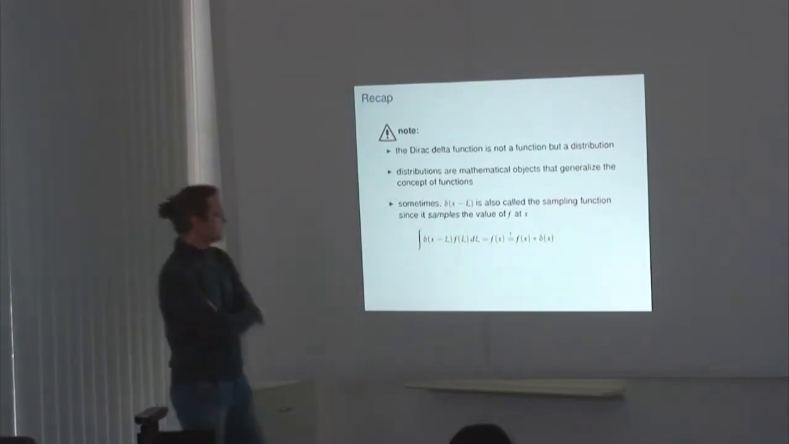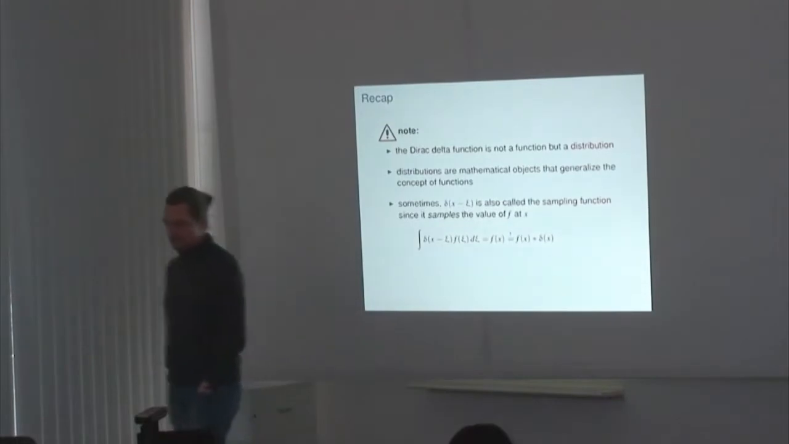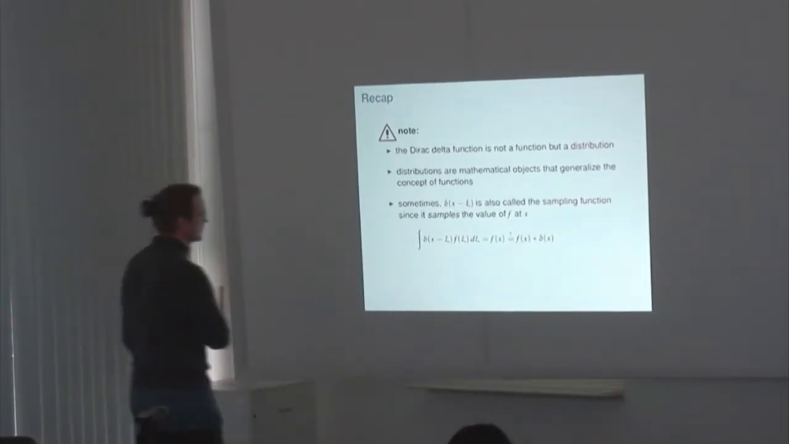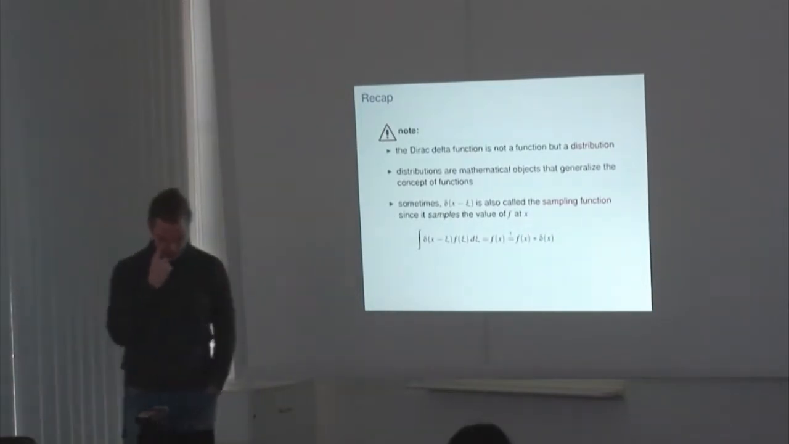So in a sense, if we convolve a given function with the delta distribution, it acts as the identity operator or identity function with respect to convolution.